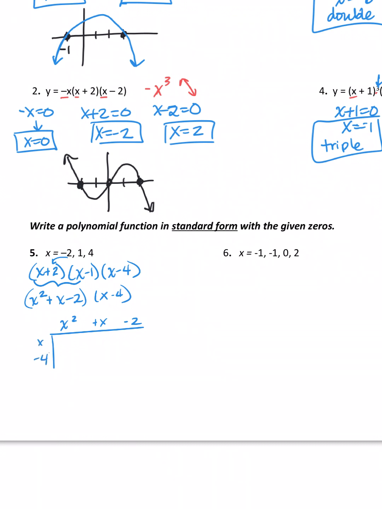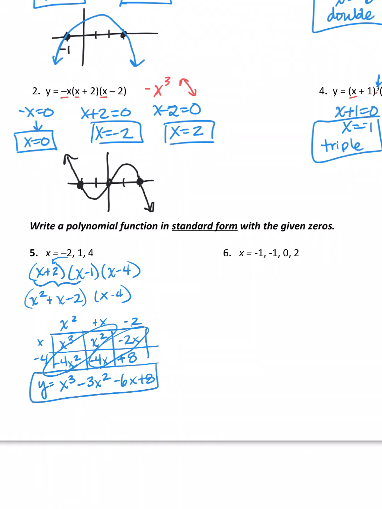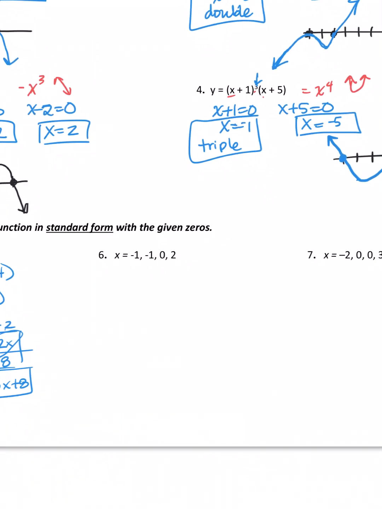And I'll have x minus 4. All right, then we'll do this. X to the third, x squared, minus 2x, negative 4x squared, negative 4x, and I multiply, this will be positive 8. Then if I did it right, my like terms will be on the diagonal. So this would give me y equals x to the third, these two go together, minus 3x squared, minus 6x plus 8. And there's my answer. So this is the standard form of the equation. Let's try the next one.